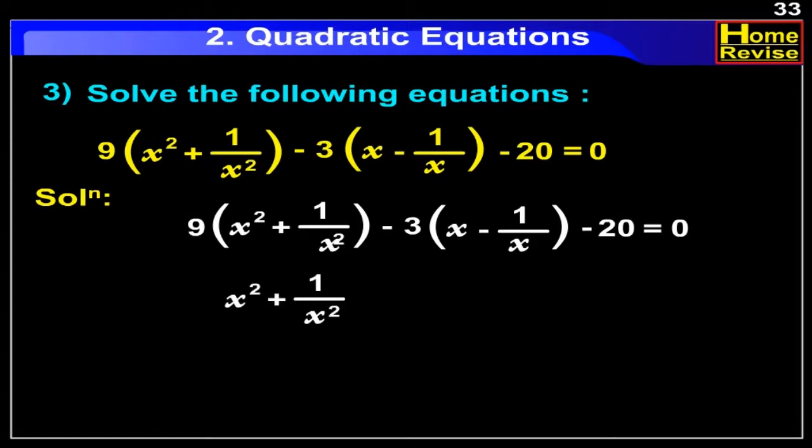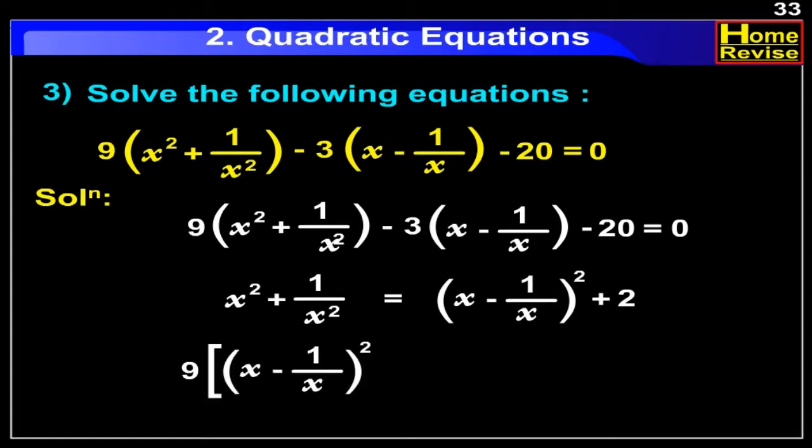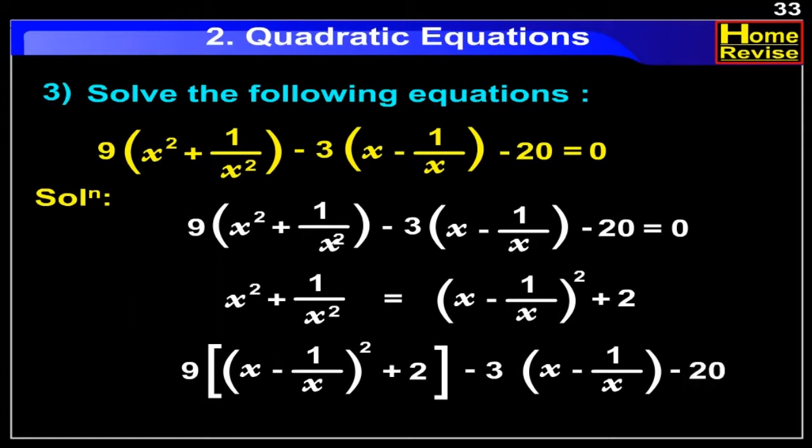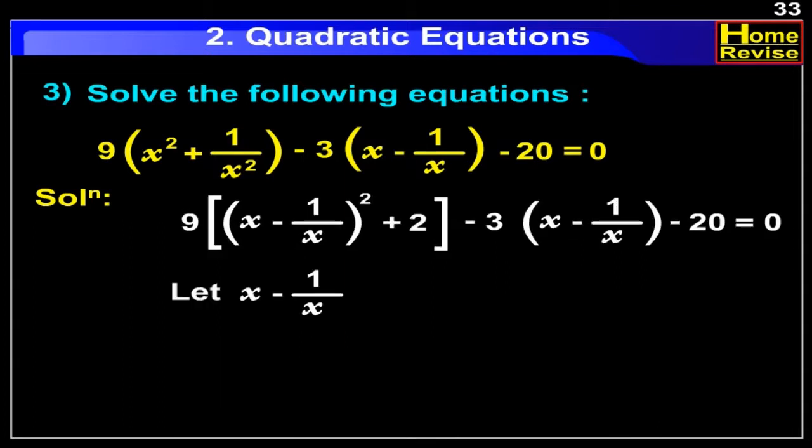We know that x² + 1/x² is equal to (x − 1/x)² plus 2. Putting this value, we get 9 into [(x − 1/x)² + 2] minus 3 into (x − 1/x) minus 20 is equal to 0. Let x − 1/x be equal to m.